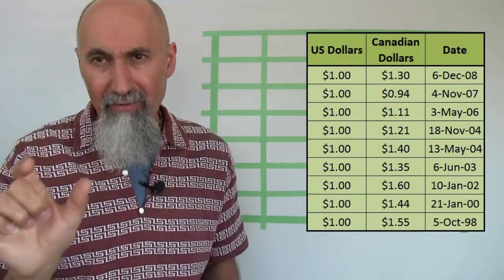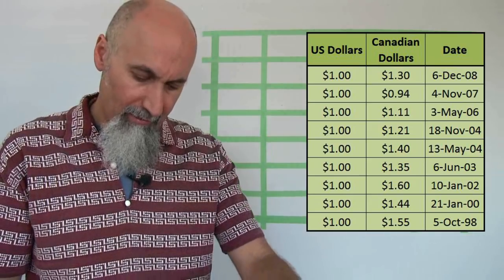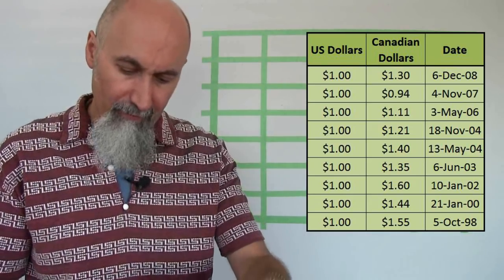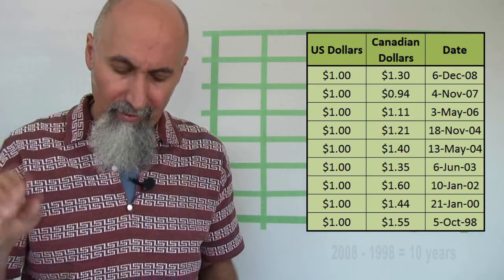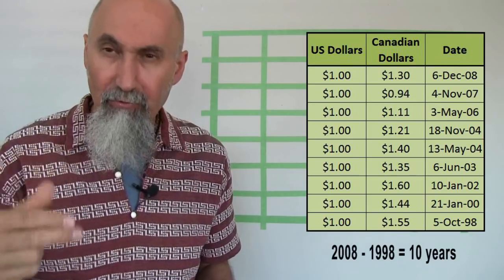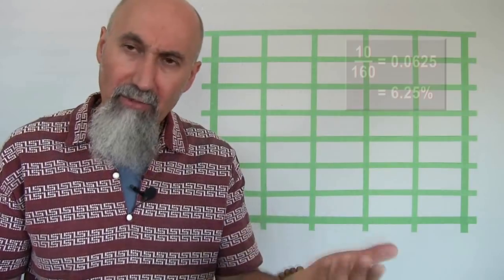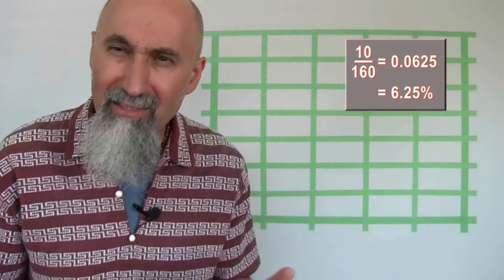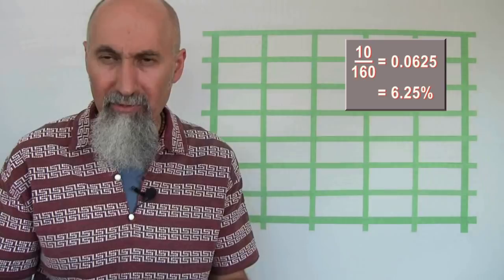Now, what we're going to do is look at a 10-year segment for that data set. We're going to look at the US dollars to Canadian exchange rate from 1998 to 2008. Okay. So if we take a look at a 10-year period out of the lifespan of Canadian dollars, that comes out to 10 divided by 160, which is about 6.25% of the lifespan of Canadian dollars that's been around, right?